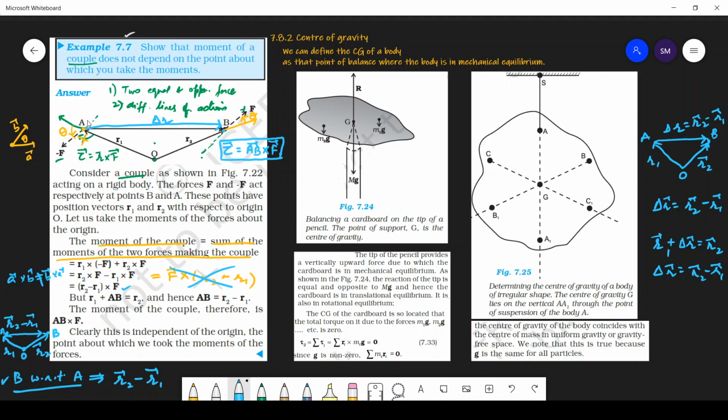So now the forces are equal and opposite, so they form a couple. In a couple, we have no translational motion. We have only rotational motion. Okay?